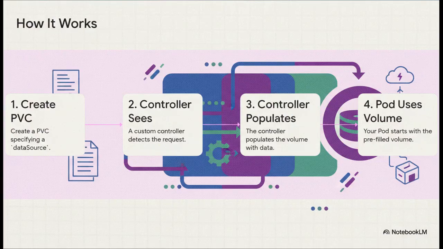What this does is it creates this incredibly powerful workflow for your stateful data. All you do is specify a data source in your PVC manifest, and some custom controller magically handles all the logic of filling up that volume behind the scenes. So by the time your pod starts up, boom, the data is just there. It's an absolute game changer for things like disaster recovery, or for spinning up a realistic test environment from a production snapshot in like seconds.